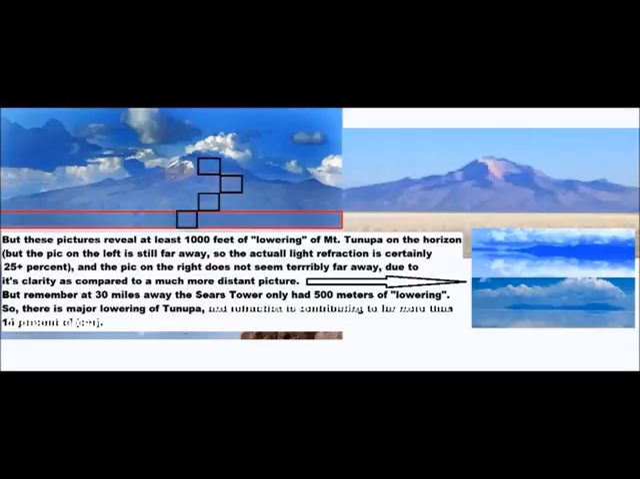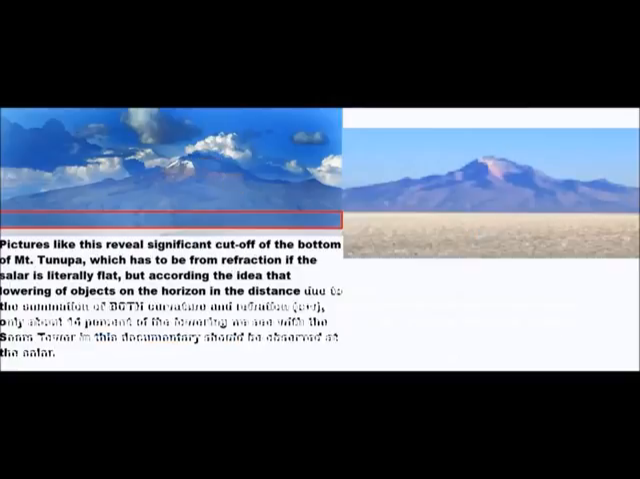In the picture on the left, we're not even at the mountain yet. I don't even think we see the base yet. We're probably pretty close. I'm going to assume that in the picture on the left we're basically at the base, but that's one thing we don't know. But let's ignore that for right now. So you're talking about 25% lowering.